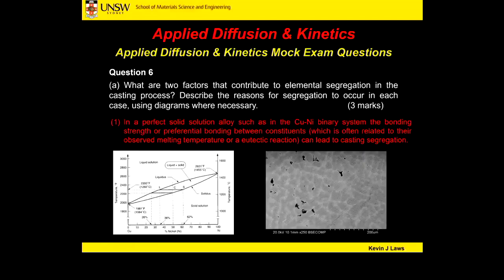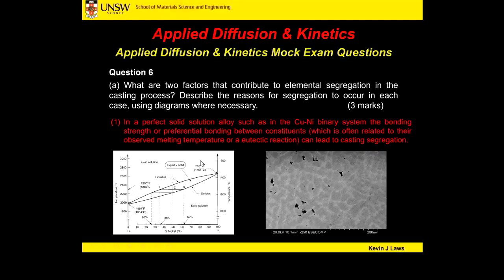Question 6a. What are 2 factors that contribute to elemental segregation in the casting process? Describe the reasons for segregation to occur in each case, using diagrams where necessary. So one of the examples that we did show in class: in a perfect solid solution alloy such as the copper-nickel binary system, the bonding strength or preferential bonding between constituents, which is often related to their melting point, so nickel up here, can lead to casting segregation.